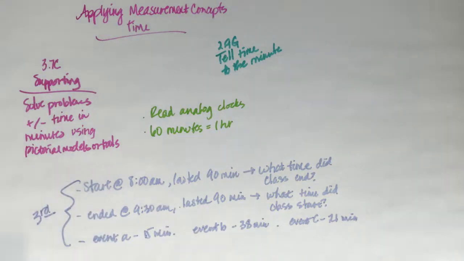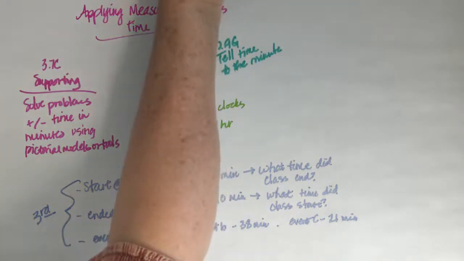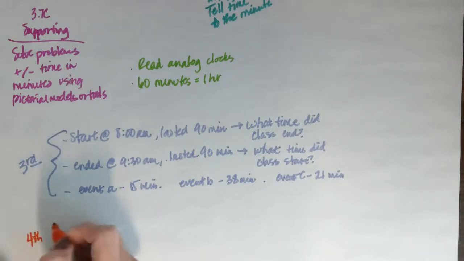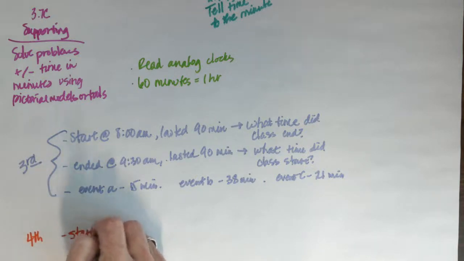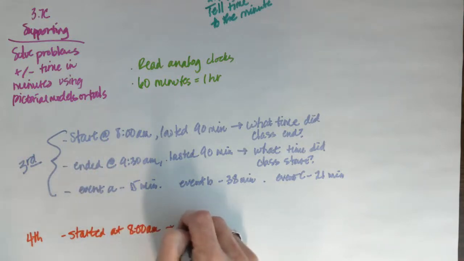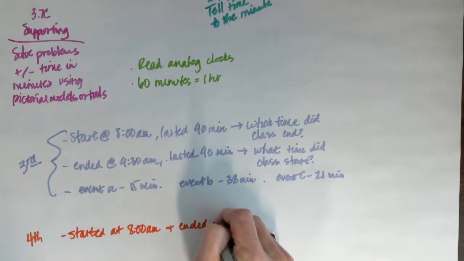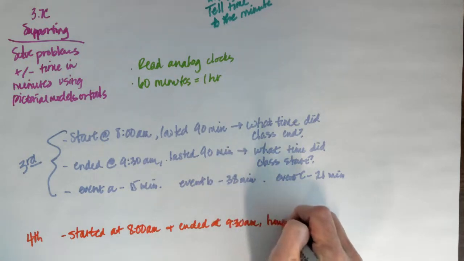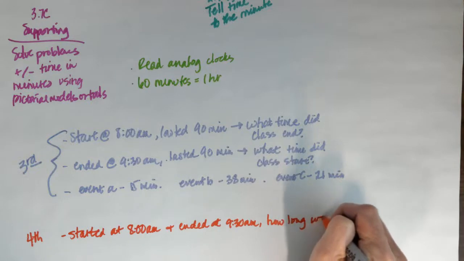We have to be really careful that we understand the difference in the third grade expectation and the fourth grade expectation. The fourth grade expectation, I'm going to slide this down a little bit so I have some more room to write. Fourth grade is truly elapsed time, where it might say math class started at 8 a.m. and ended at 9:30. How long was math class?